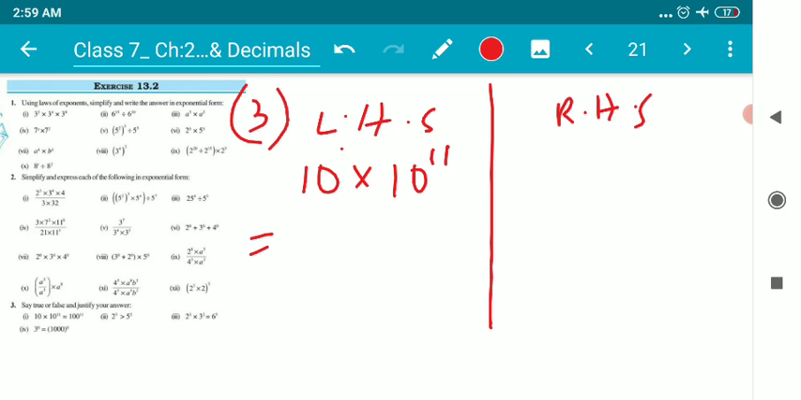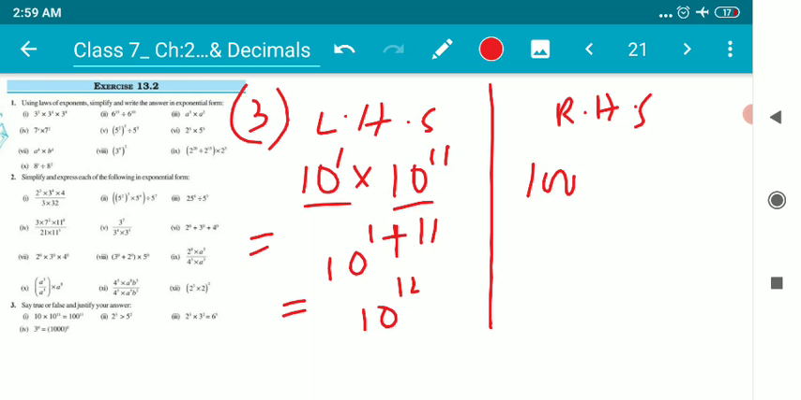Children, as there is no power, I can write 1. And we can see the bases are the same. Powers get added. So 1 plus 11 is 10 to the power 12. Okay. Now children, next I have in the right hand side 100 to the power 11. Children, I'll not look at the power, I'll just look at the base of this number, that is 100. Can we express 100 in the form of 10 square? 10 square means 100 because 10 into 10 results in 100.